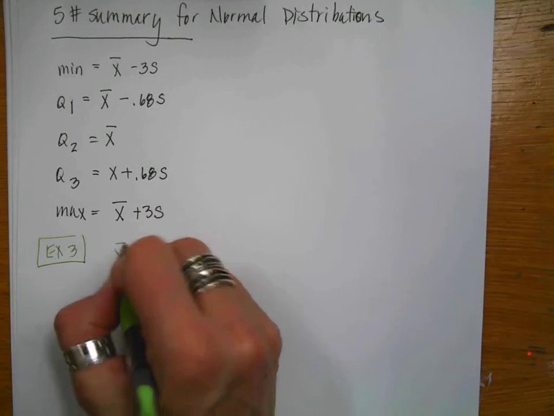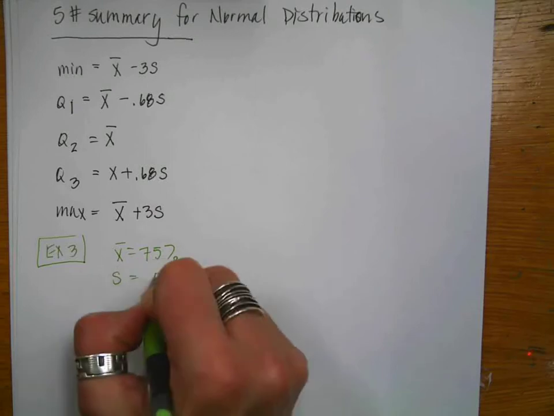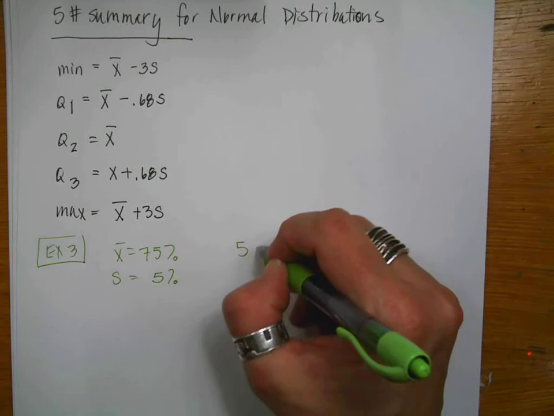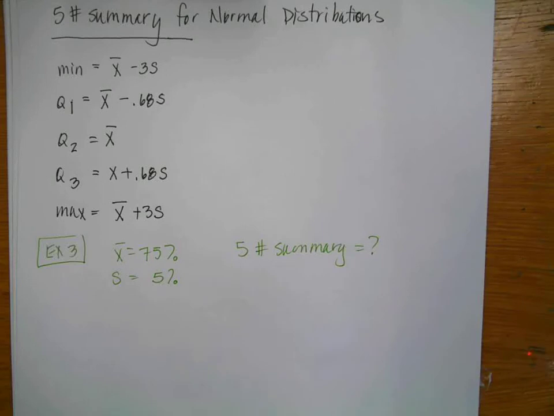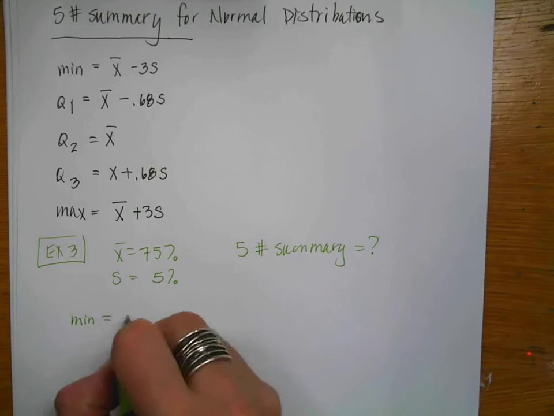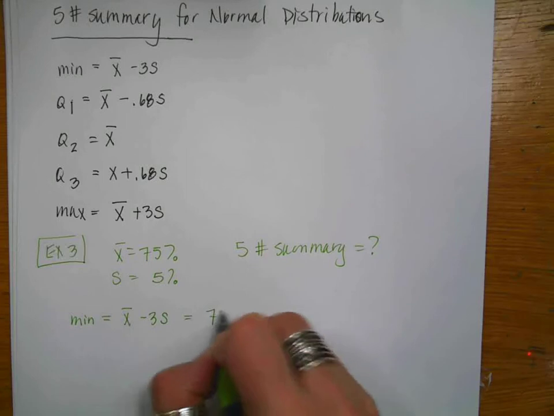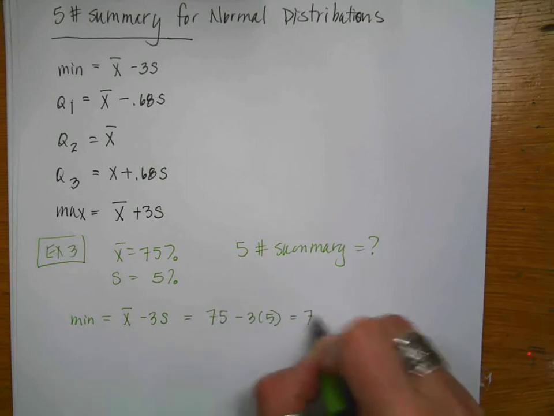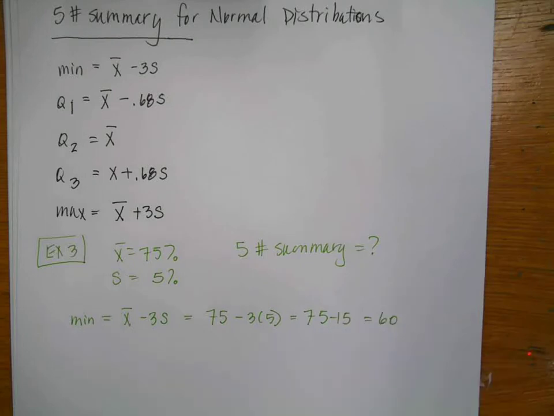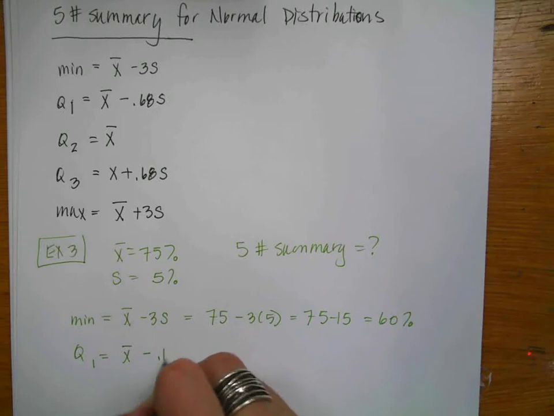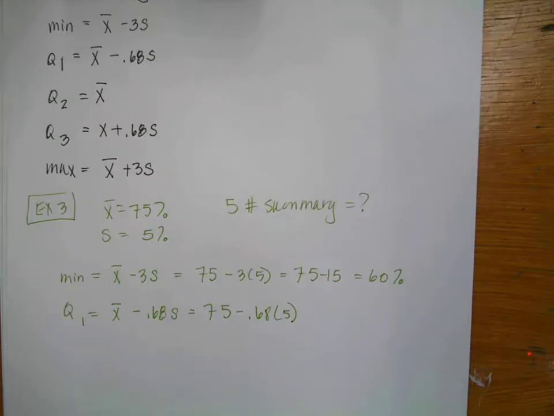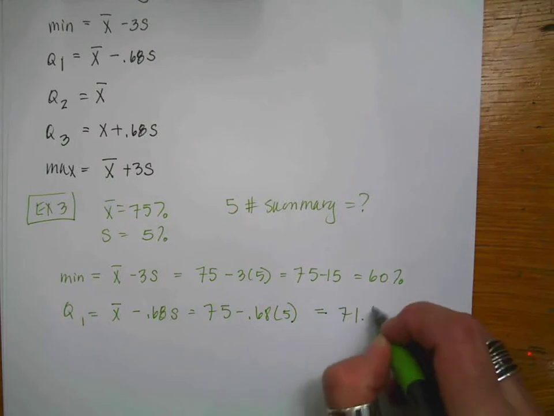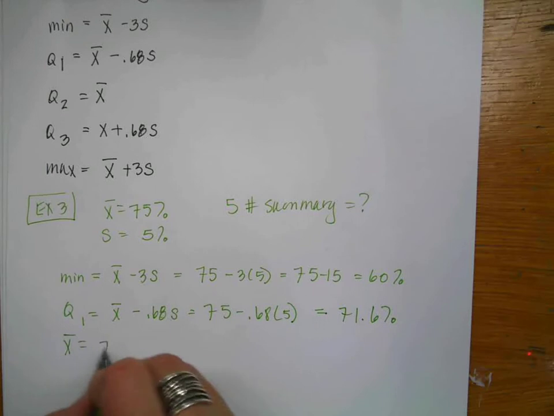Okay? I have one last example for us. And we're going to do the example that we just did. So we know that x bar was 75% and our standard deviation was 5%, and I want to find the 5-number summary. Okay, so then I'm going to use my handy-dandy formulas. So the minimum is equal to x bar minus 3 standard deviations, so it's 75 minus 3 times 5. 75 minus 15 is 60, okay? And that's going to be a percent because these are all going to have the same units. My Q1 is x bar minus 0.68 times s, so it's 75 minus 0.68 times 5 because that's our standard deviation. And I'm going to get 71.6%.